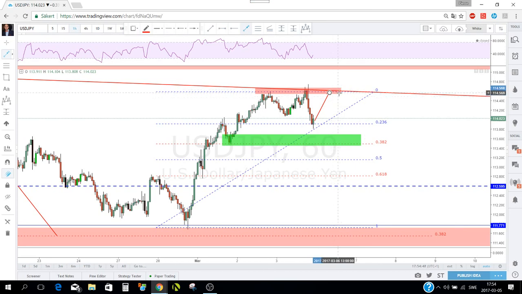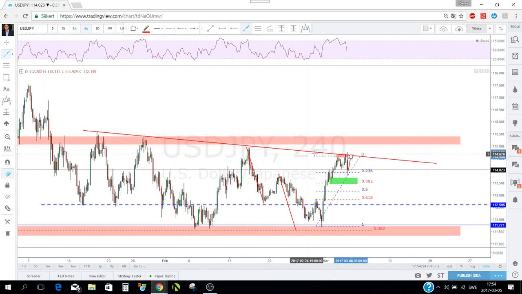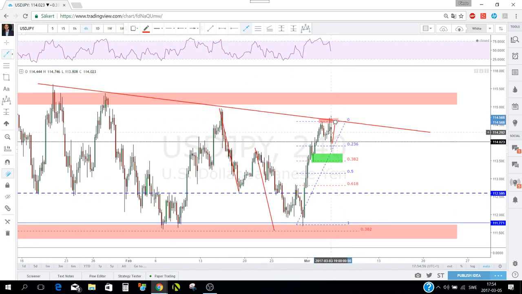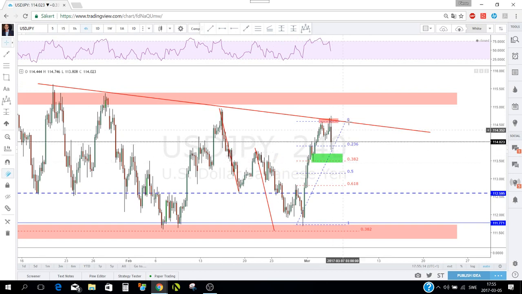From this level, 114.50, as far as this trend line is still holding, I will be looking to short from there if price goes back up here before a retest down here. But it looks like this correction may happen before a retest to the upside.